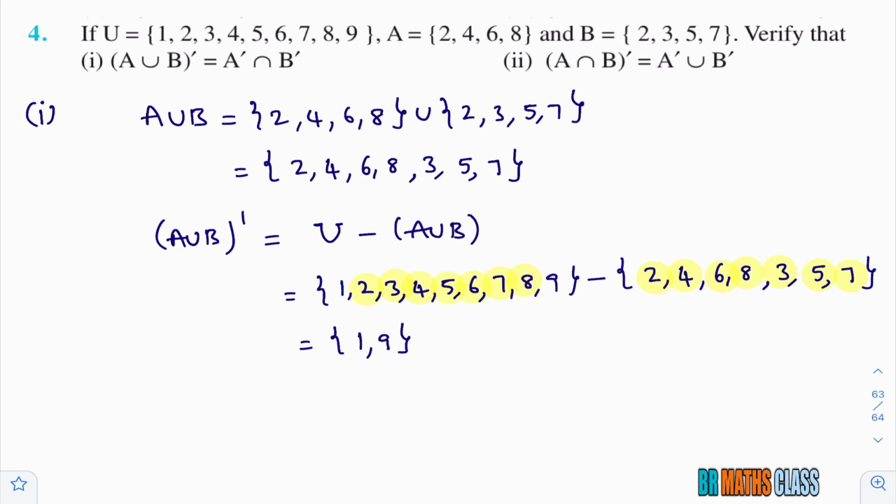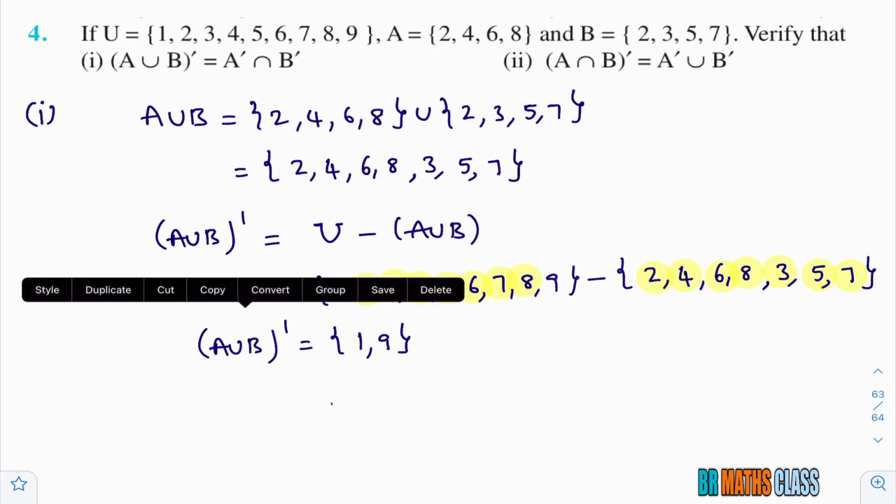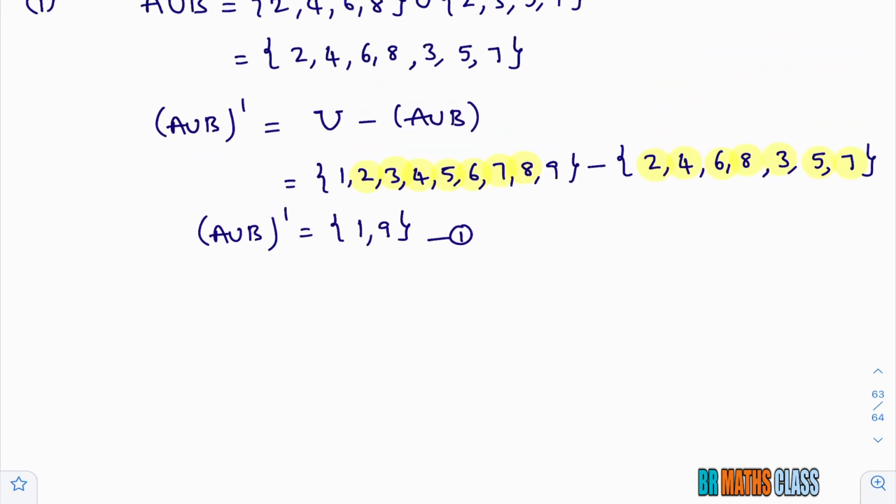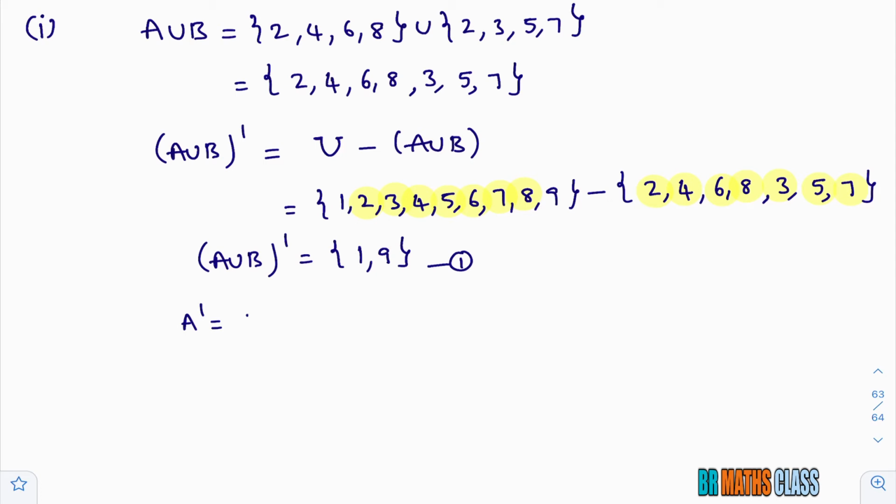So I'll take this as 1. A union B whole dash, A union B complement, is set 1, 9. Now I'll calculate this RHS. What is RHS? A dash intersection B dash. For that, first I need to calculate A dash. Okay, A dash. What is A dash? A dash is universal set minus A.